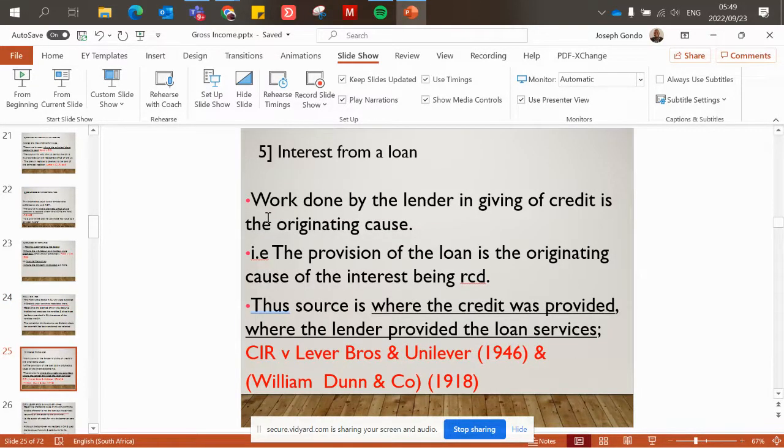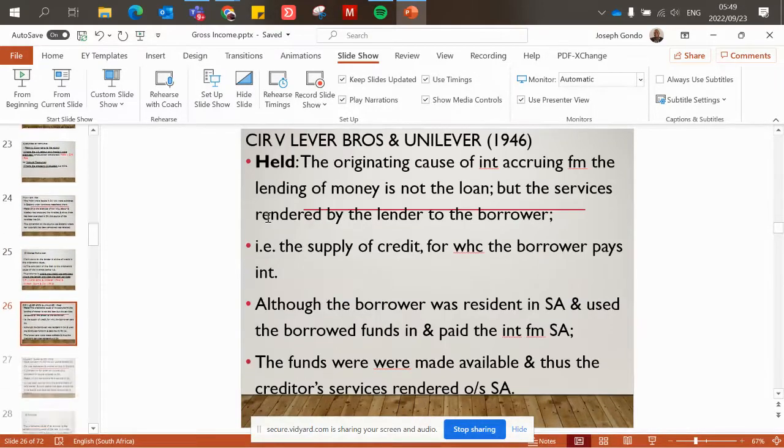What about the source of interest from a loan? Work done by the lender in giving credit is the originating cause. That is, the provision of the loan is the originating cause of the interest being received. The source is where the credit was provided, where the lender provided the loan services. And this was the case of Ciara versus Lever Bros and Unilever, and William Dam and Curl.